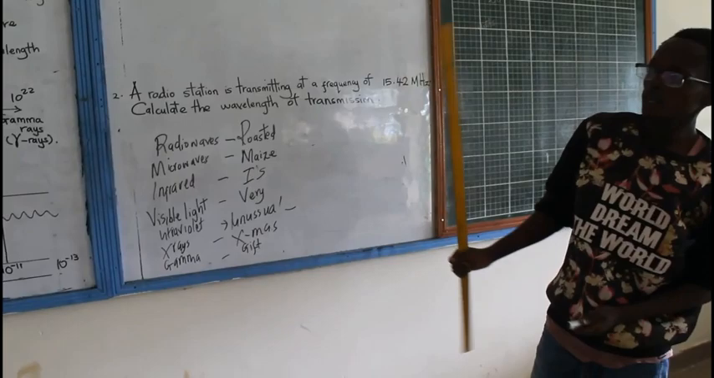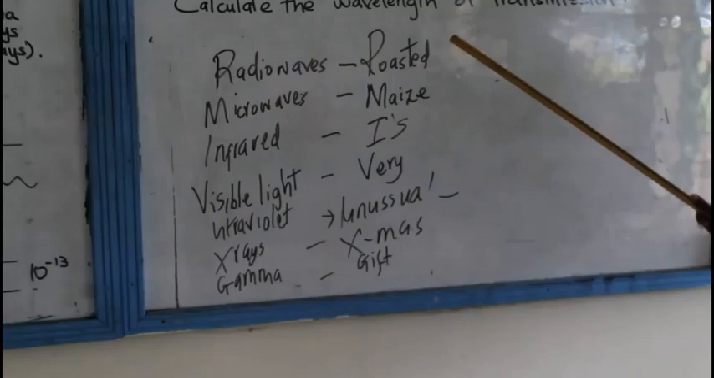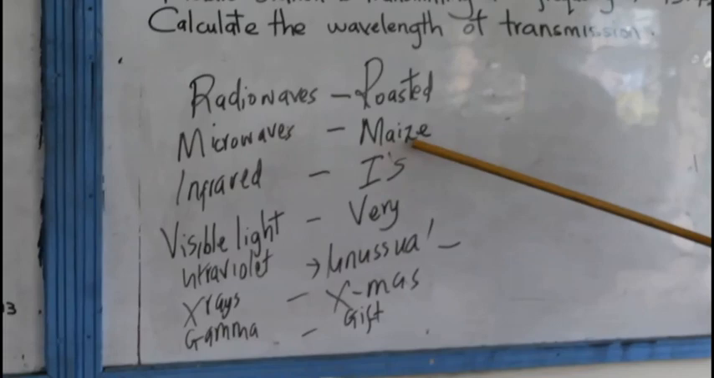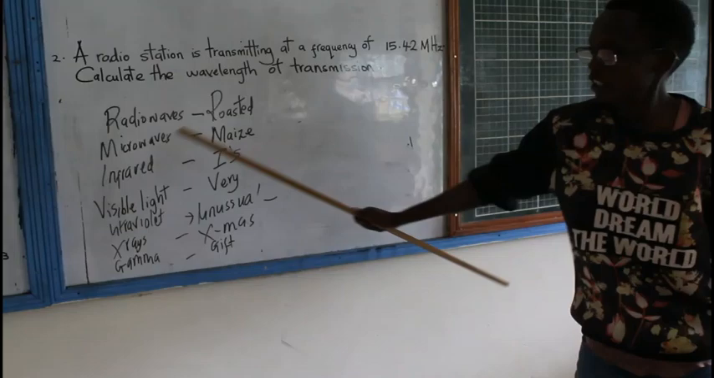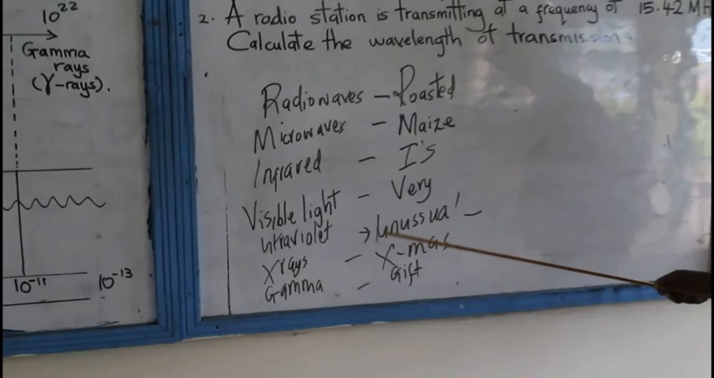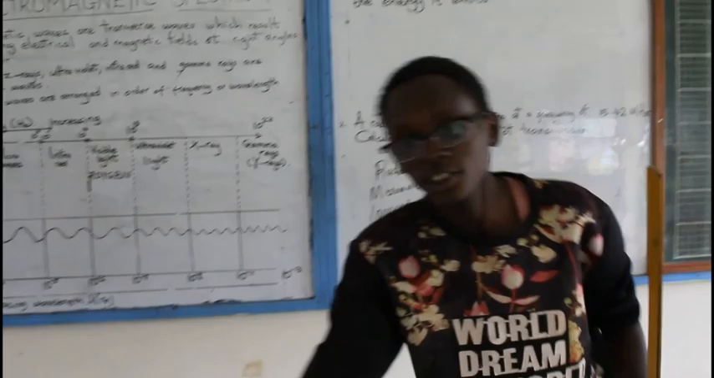So in short, if you want to recall the different types of electromagnetic waves that we have without much strain or strife, you can just say: roasted maize is very unusual Christmas gift. So the R represents the radio waves, maize is microwaves, is is infrared, very is visible light, unusual is ultraviolet, Christmas is X-rays, and gift is gamma rays. So remember, roasted maize is very unusual Christmas gift.